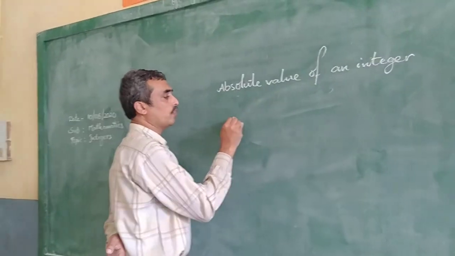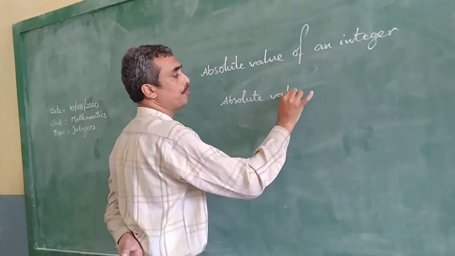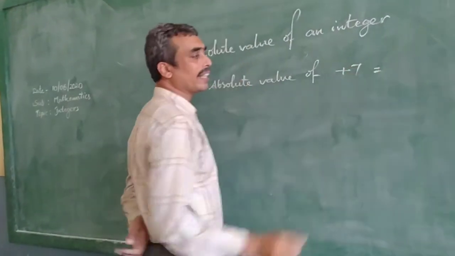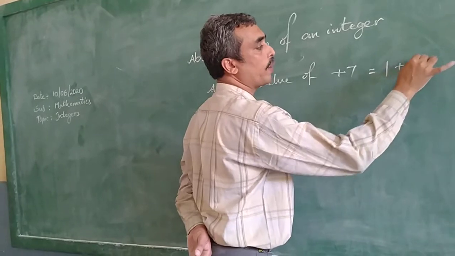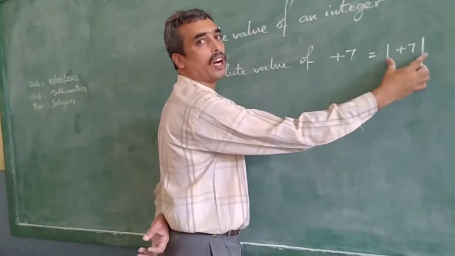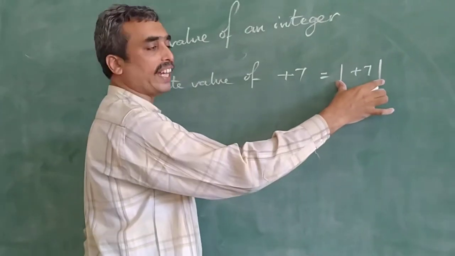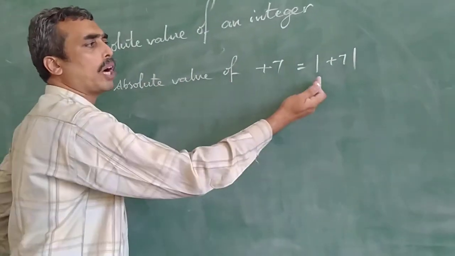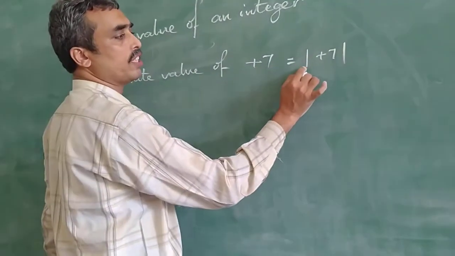Let us find what is the absolute value of +7. We write it in the symbolic form. We also call it modulus of +7, writing the number in between two lines. So this is the symbolic form of writing the absolute value of a number. We read it as modulus of +7, or you can read it as absolute value of +7 also.